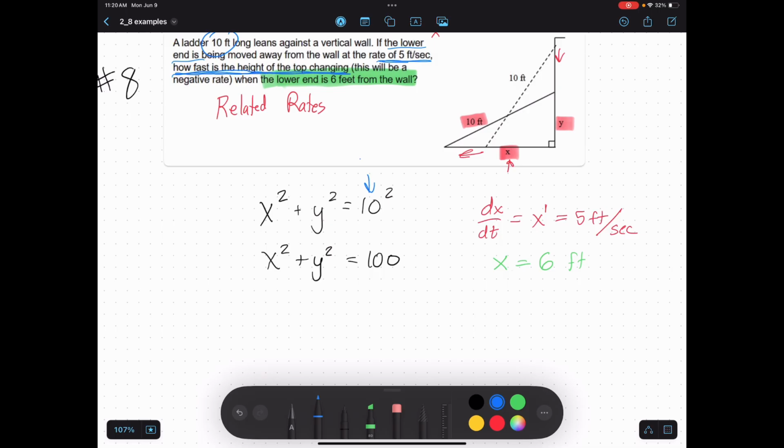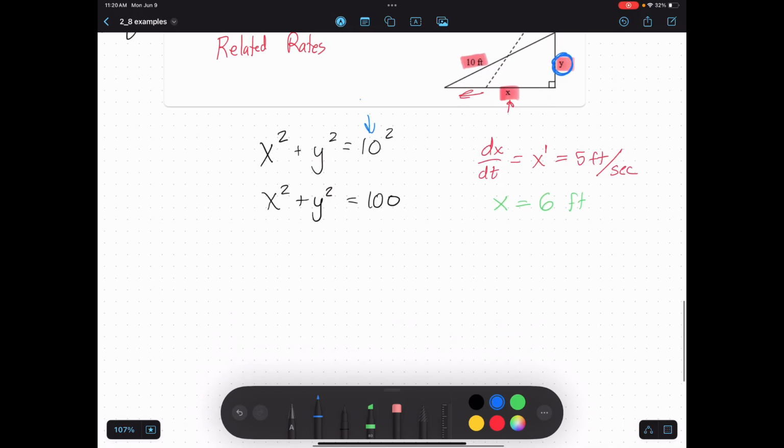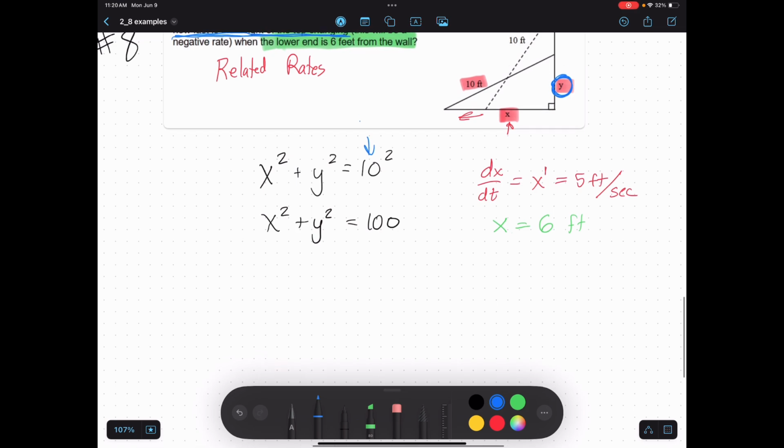So what are they asking for? Are they asking for a distance, or are they asking for a rate? Since it's asking how fast, this is asking for a rate. And since it's talking about how the top is changing, we're looking at my y distance. So what is it asking for? It's asking for dy over dt. Remember, I could also notate that y prime.